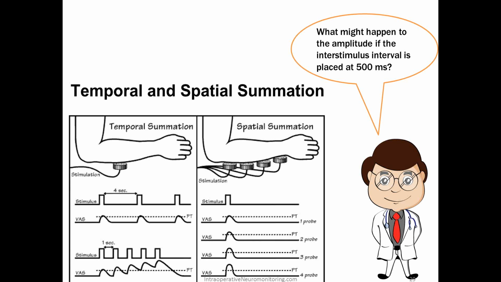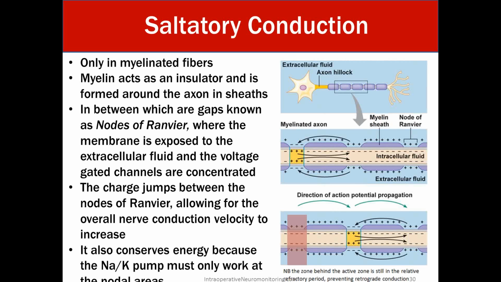When I go into the OR and I ask people, you're not getting great motors, let's troubleshoot, I see a lot of people do not mess with the interstimulus interval. You can now see that that is a very gross mistake, not knowing how to effectively use that. Spatial summation, again, they're all additive. That's just 1 probe, 2 probes, 3 probes, 4 probes. The fourth one has the largest action potential there.